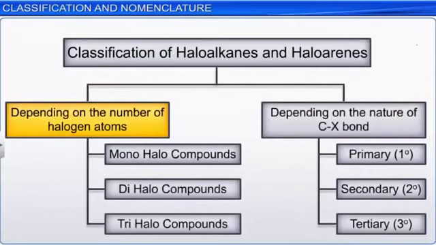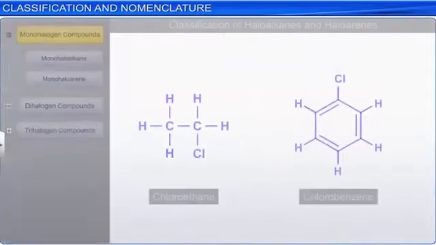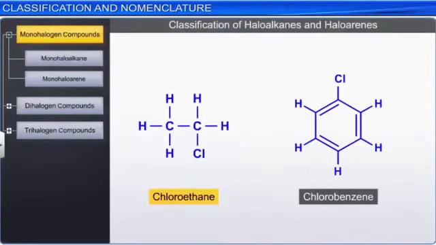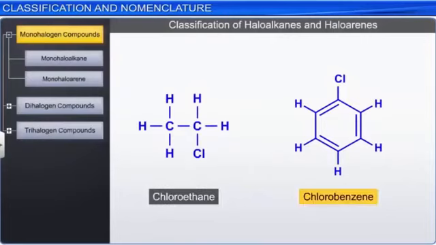Dihaloalkanes and dihaloarenes have 2 halogen atoms in their formulae. Trihaloalkanes and trihaloarenes with 3 halogen atoms are also known to exist.